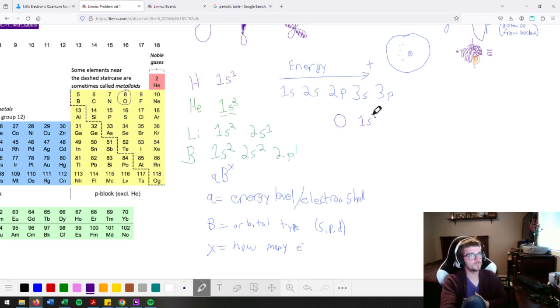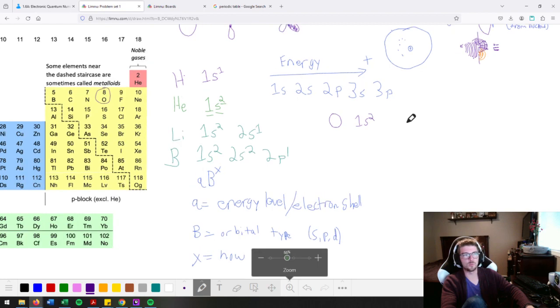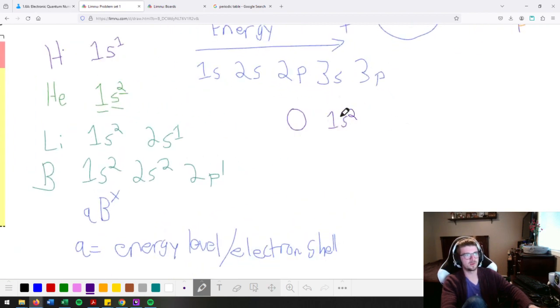So, 2 electrons in the 1s orbital, 2 electrons in the 2s orbital, and then it has 4 electrons in the 2p. Right, because it's got 8 electrons, so 2, 2, 4, 8. So this is the electron configuration here.